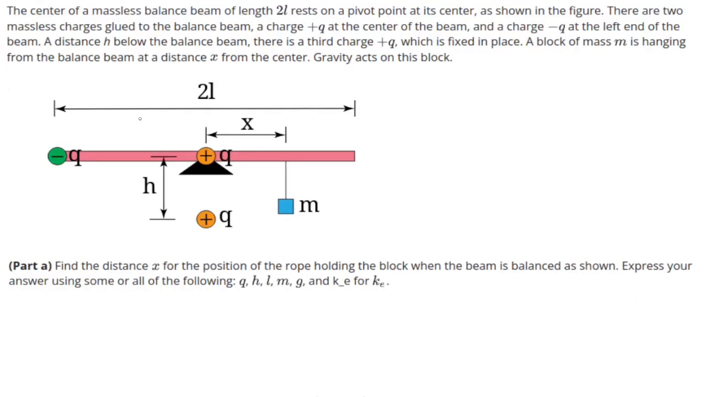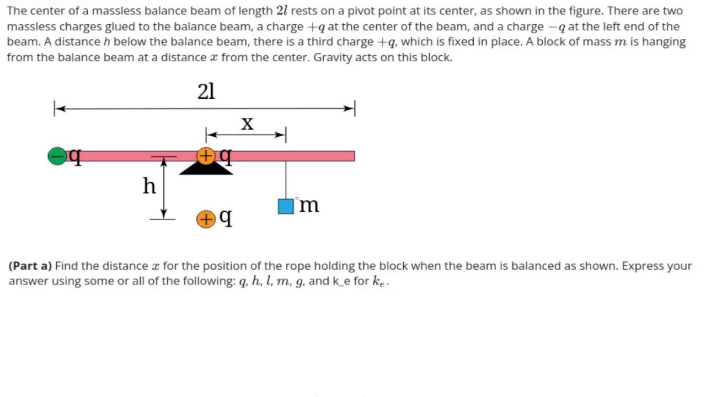The center of a massless balance beam with a length 2L rests on a pivot at its center, and there are two massless charges glued to the balance beam, being plus Q at the center of the beam and minus Q at the left end of the beam. And at a distance h below the balance beam, there's a third charge, plus Q, which is fixed in place. And a block of mass m is hanging from the balance beam at a distance x from the center, and gravity acts on this block.